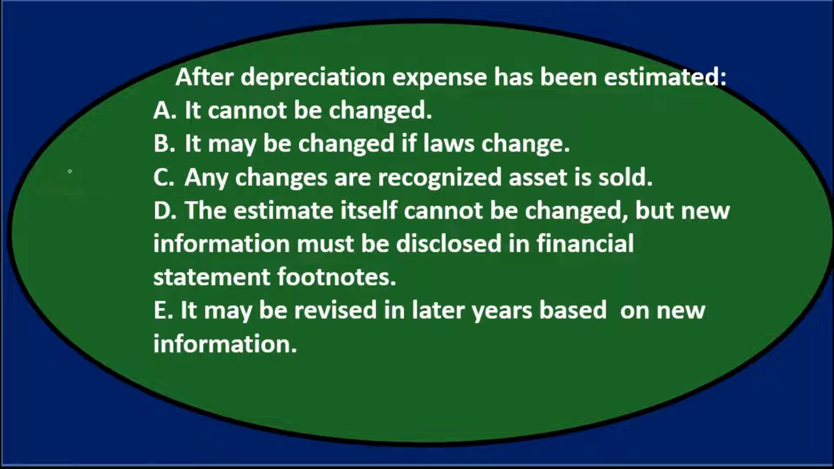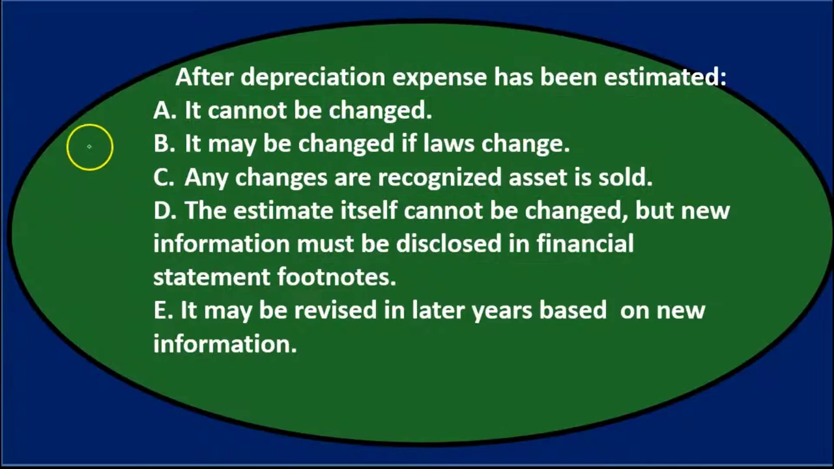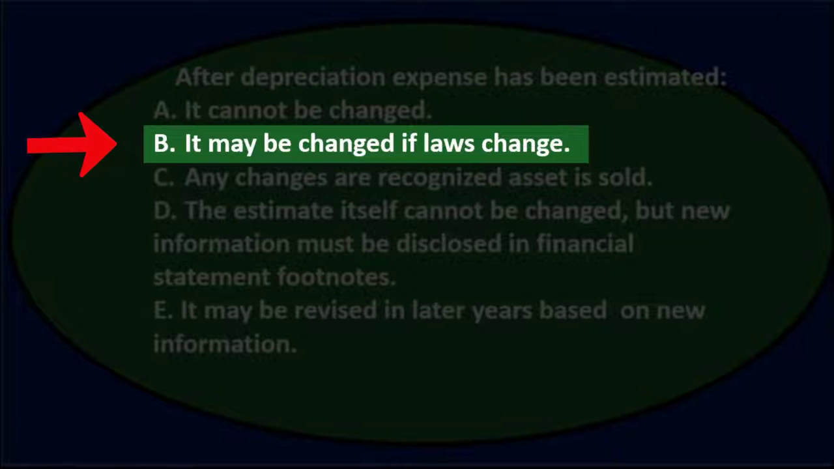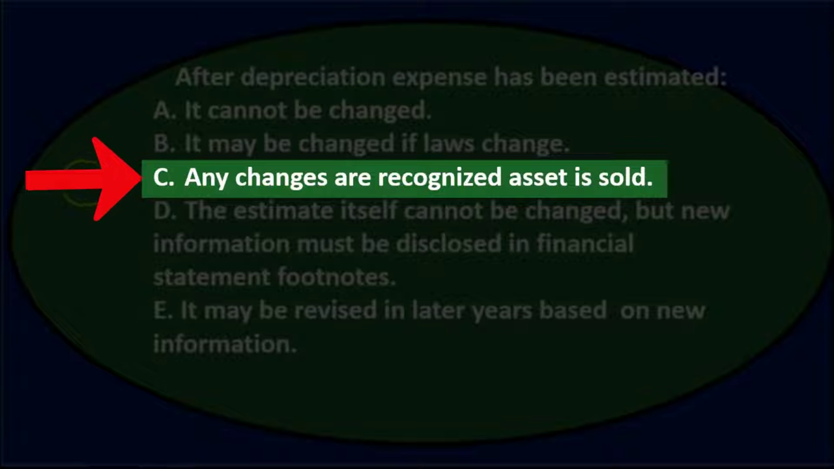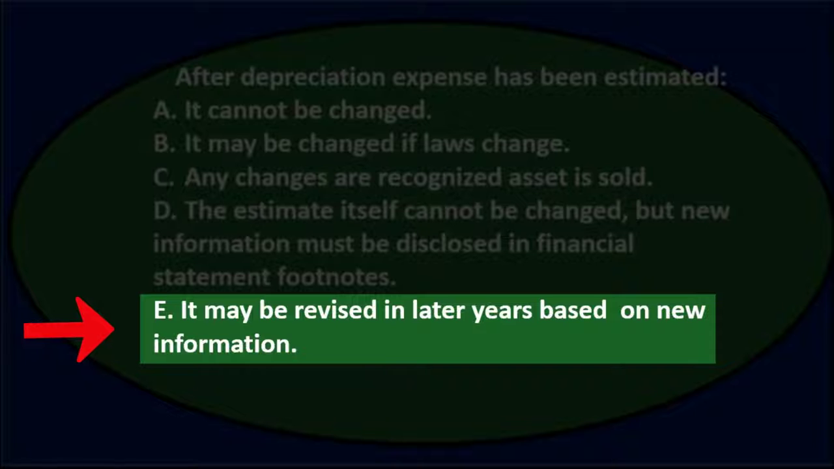Next question. After depreciation expense has been estimated, A, it cannot be changed. B, it may be changed if laws change. C, any changes are recorded when the asset is sold. D, the estimate itself cannot be changed, but new information must be disclosed in financial statements, or E, it may be revised in later years based on new information.